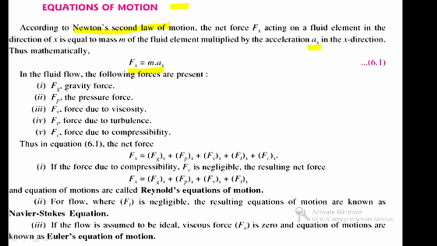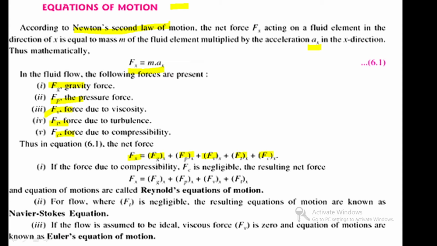In fluid flow the following forces are present. Okay, these are all the forces. First one, Fg, gravity force. Second one, Fp, pressure force. Fv, force due to viscosity. Ft, force due to turbulence. Next one, Fc, force due to compressibility. Okay, that's the equation of net force: Fx equals Fgx plus Fpx, Fvx, Ftx and Fcx.